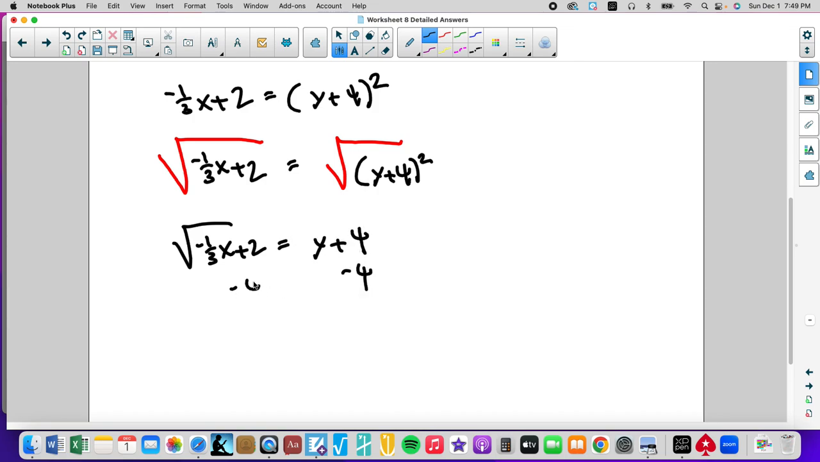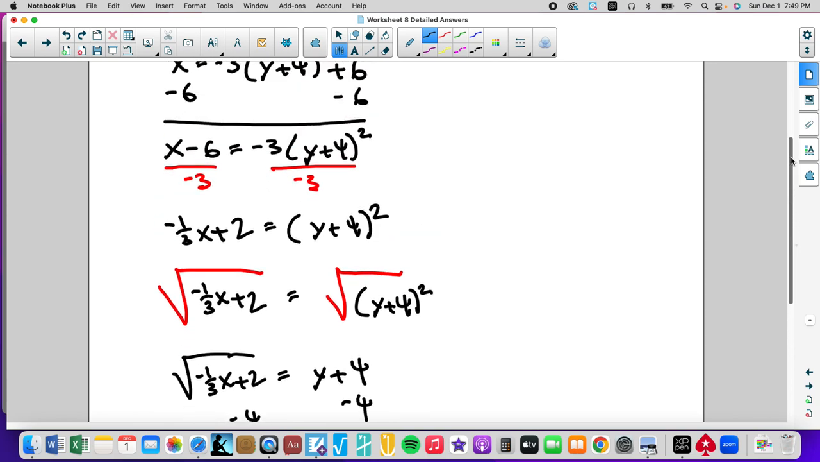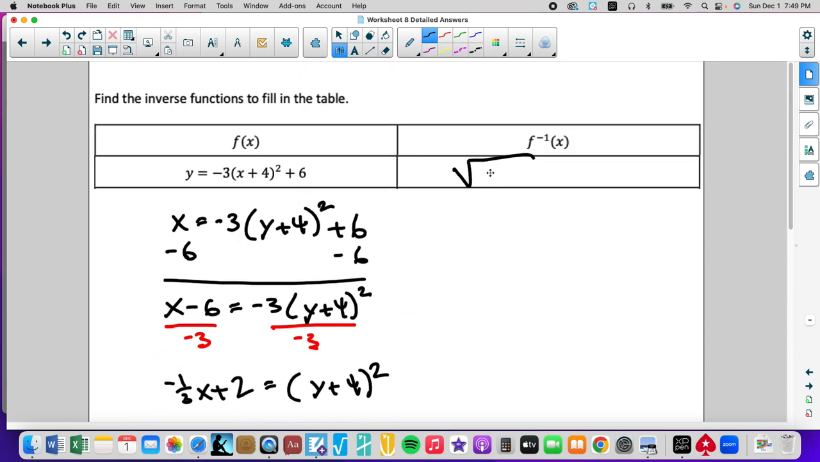Let's subtract 4 from both sides. And we get the square root of negative x over 3 plus 2, minus 4 that's on the outside of it, equals y. And that would be the inverse. Square root of negative x over 3 plus 2 minus 4. We don't need the equals, and that should be our answer.